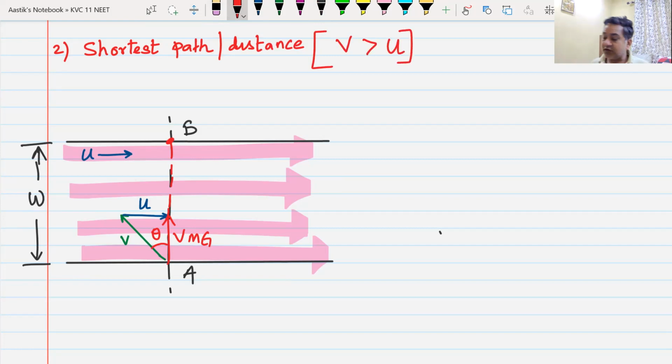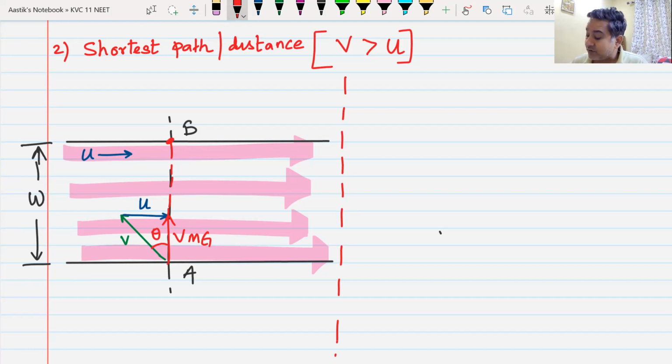If V is not greater than U, if he cannot swim with a velocity which is more than the velocity of the river, he will never reach the exact opposite end; he will always reach somewhere ahead. So remember, for him to reach the exact opposite end by swimming, his velocity with respect to river should be greater than the velocity of the river itself. Do we understand this? Yes or no?